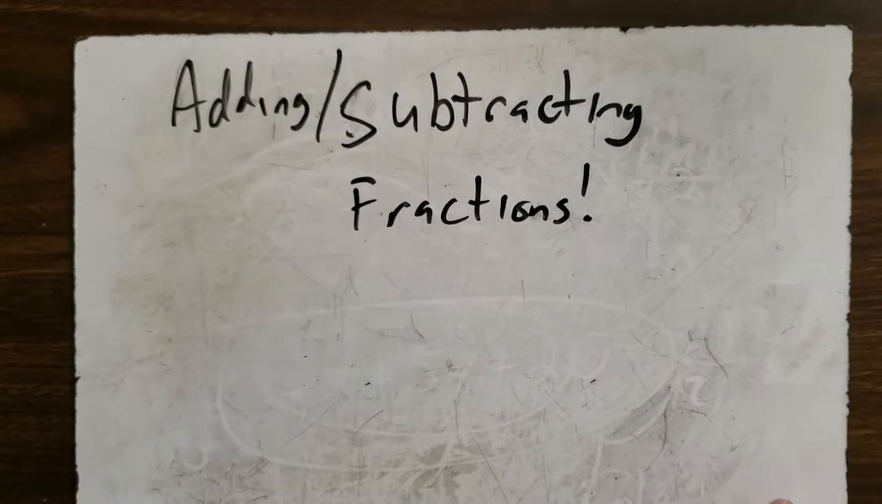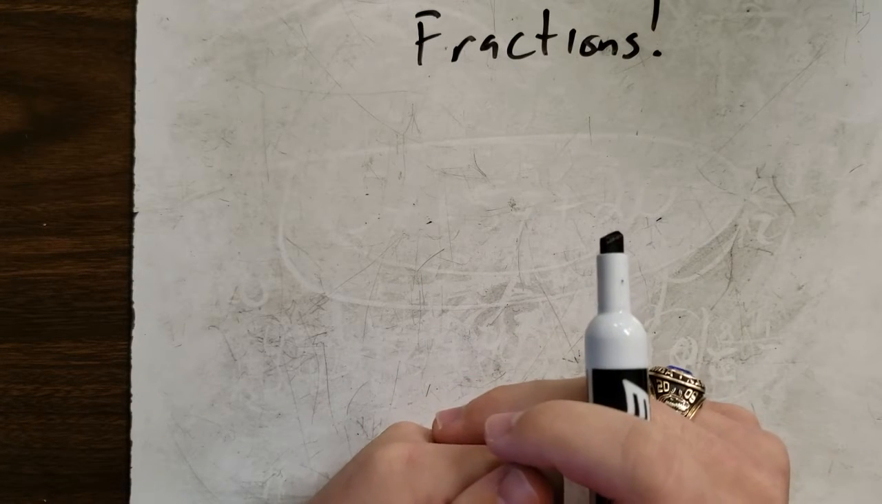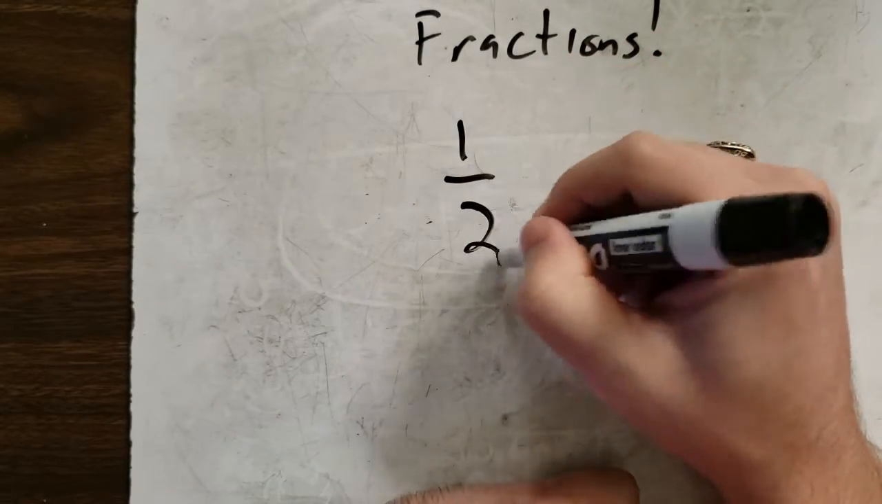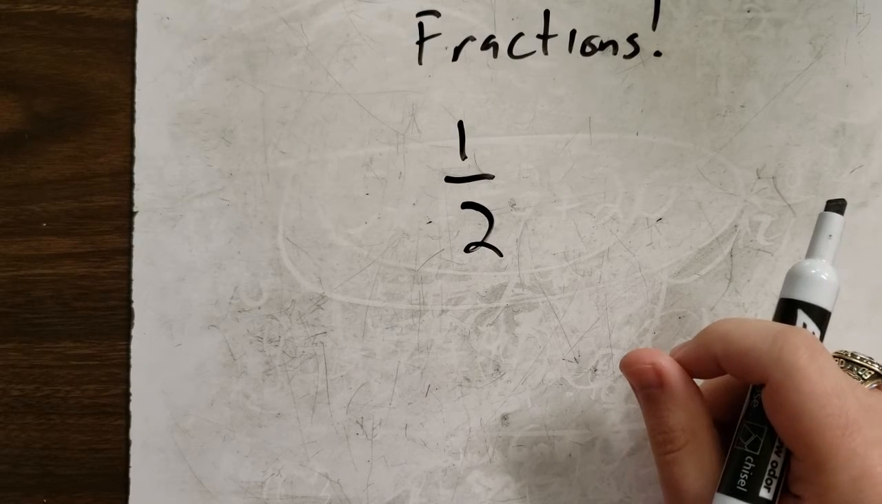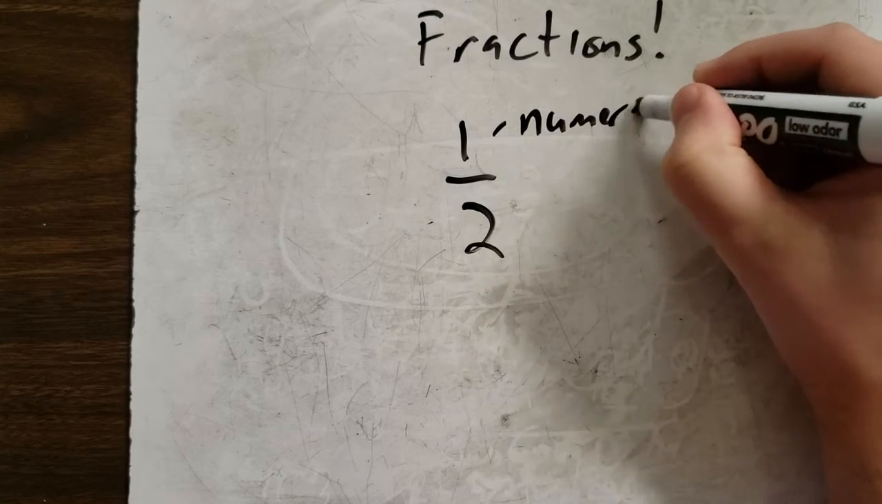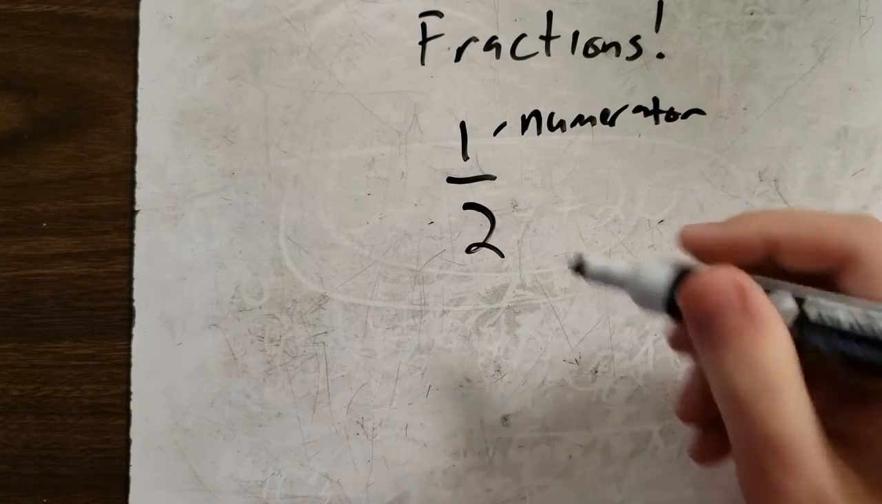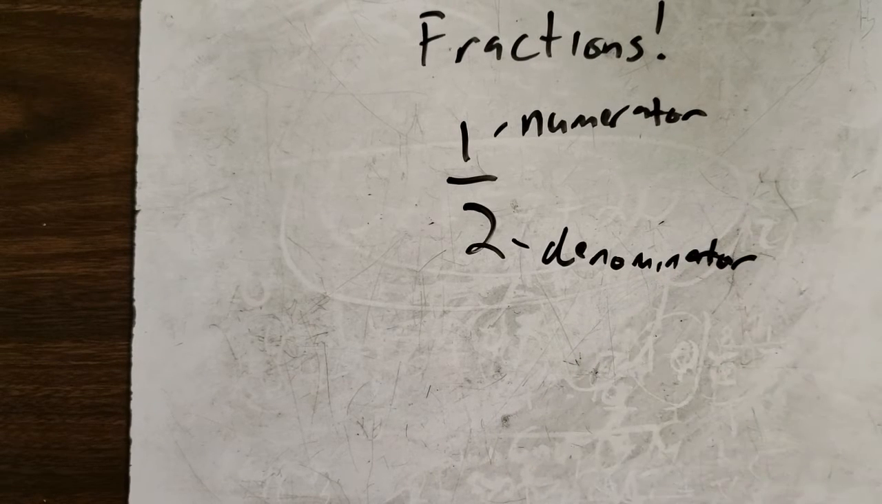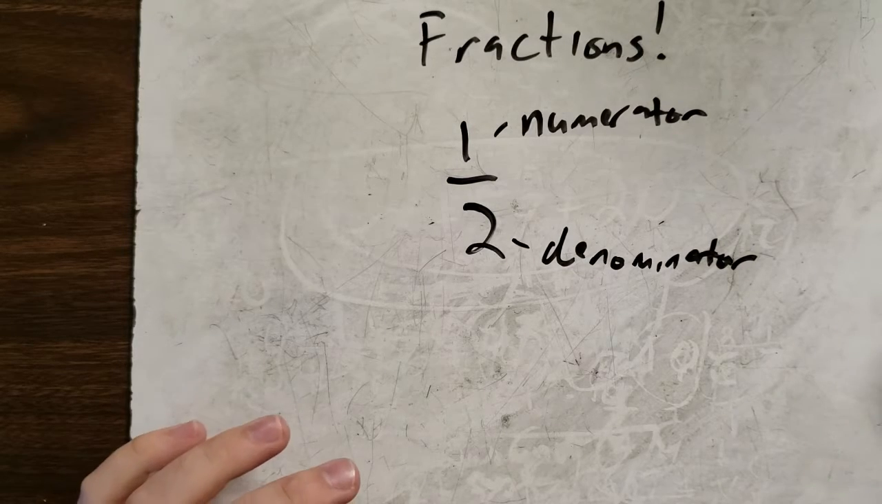So, first, adding and subtracting fractions. Now, both adding and subtracting follow the same rules as each other, except one you're adding and one you're subtracting, obviously. So let's talk about the fraction in general. Let's start with a simple 1/2. Now remember, the top number of our fraction is called the numerator, and the bottom number is called the denominator, right? So let's start with some simple addition.